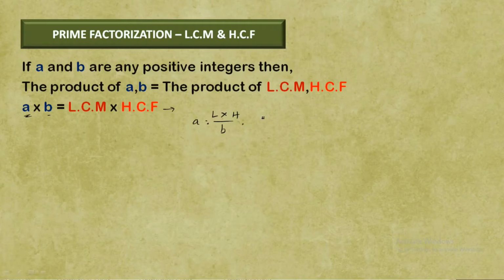Or else, if we want to find B, we can write LCM into HCF divided by A. Or otherwise, if we don't know LCM, then we can write it as A into B divided by HCF. Or else, if we want to find HCF, that is equal to A into B divided by LCM. So this is a very good result by which we can find any unknown value by using the given values. So how to find LCM using prime factorization?